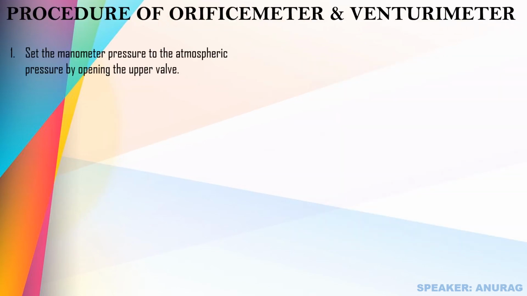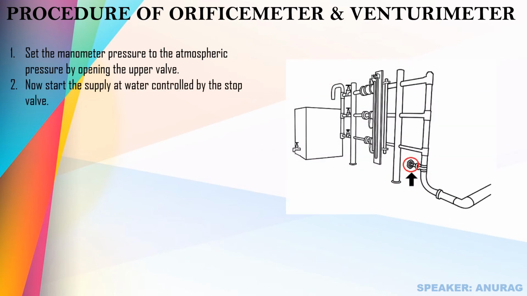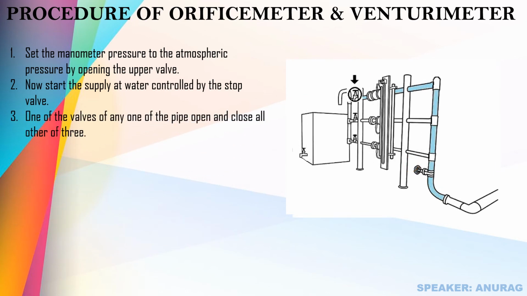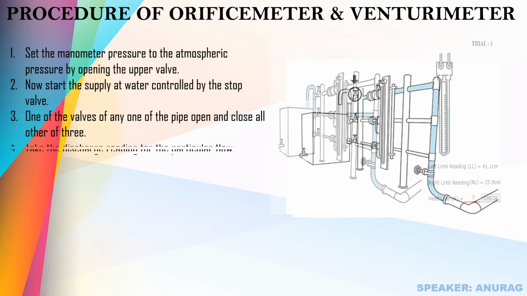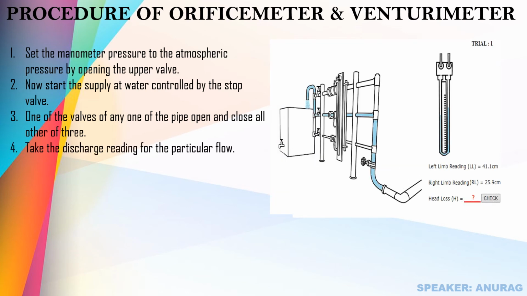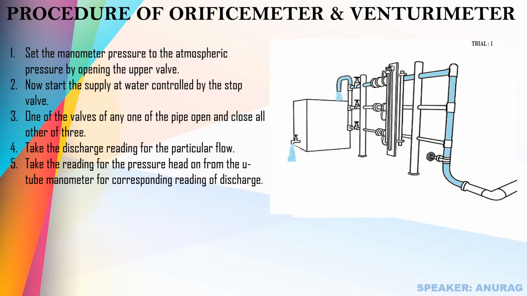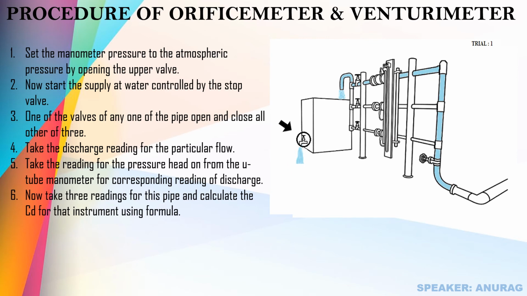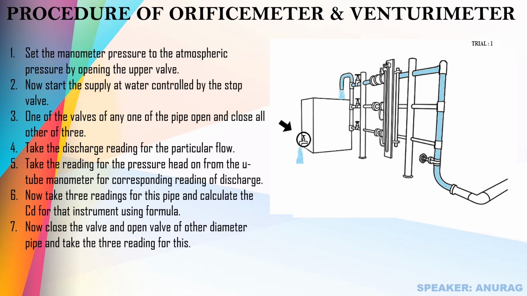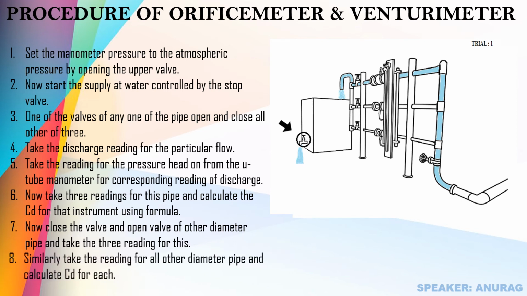Firstly, set the manometer pressure to the atmospheric pressure by opening the upper valve. Now start the supply of water controlled by the stop valve. Now open the valve of any one of the pipes and close all other three. Take discharge reading for the particular flow. Then take the reading for the pressure head from the U2 manometer for the corresponding reading of discharge. Now take 3 readings for this pipe and calculate the CD for the instrument using the formula. Now close the valve and open the valve of another diameter pipe and take 3 readings for this. Similarly, take readings for all other diameter pipes and calculate CD for each.